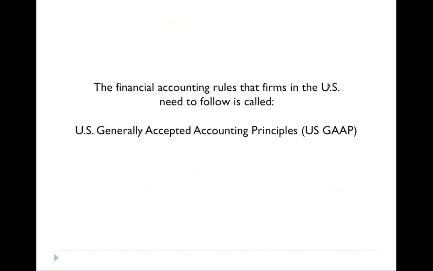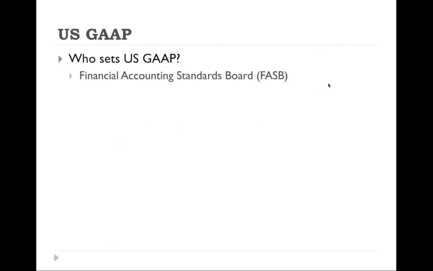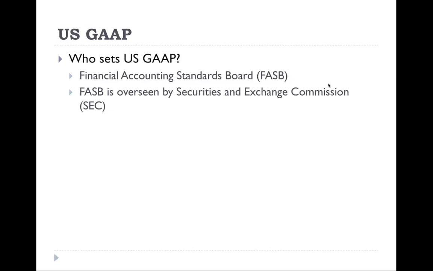We talked about that all of the firms need to comply with the same set of financial accounting rules. In the United States, that set of financial accounting rules is called US Generally Accepted Accounting Principles, in short, US GAAP. So who set US GAAP? The government body that set US GAAP is called the Financial Accounting Standards Board, FASB. And FASB is overseen by the SEC, Securities and Exchange Commission. This is within the US because we're talking about US GAAP.